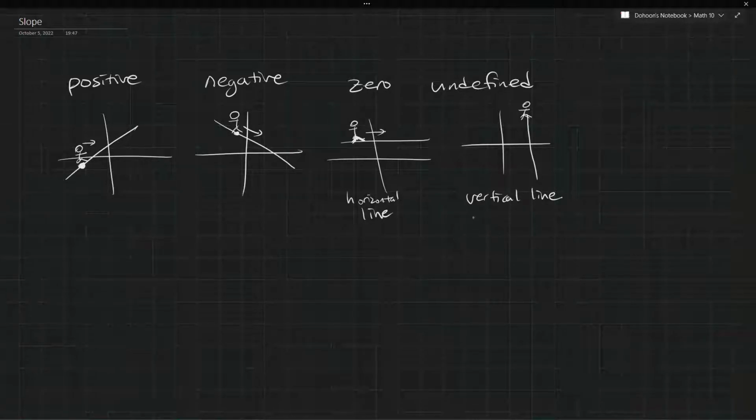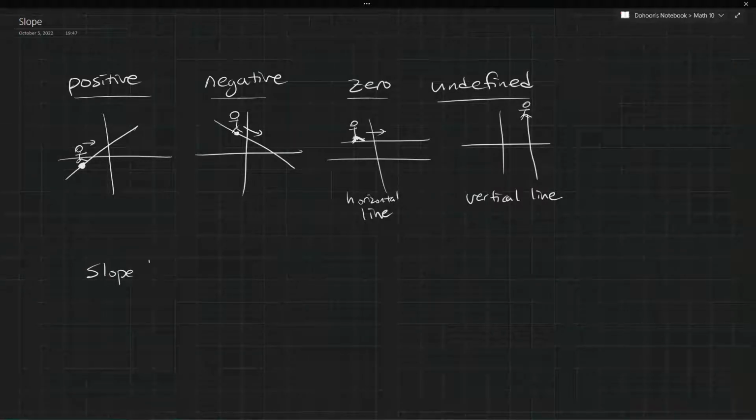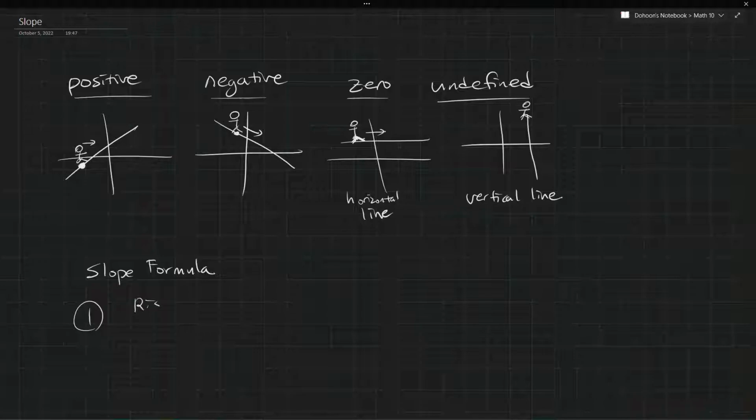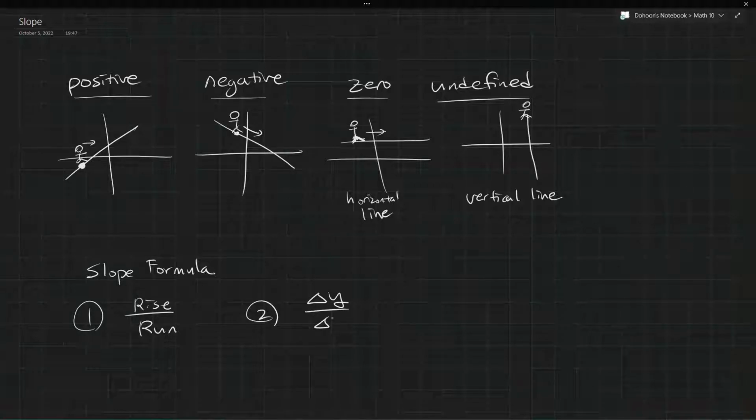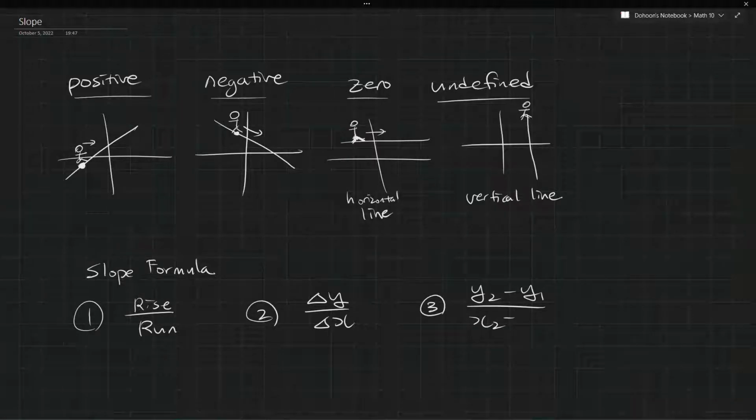Okay. So these are the four types of slopes, and as you can see, the naming comes from the visualization. But why do we have to use the word positive or negative or zero and undefined? It's because they also have a numerical value to them. And how do we find the numerical value? We use this thing called the slope formula. The slope formula has three types. First, the rise over run. Two, the delta y over delta x. And three, y2 minus y1 over x2 minus x1.